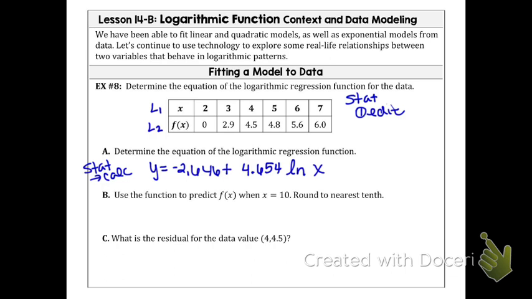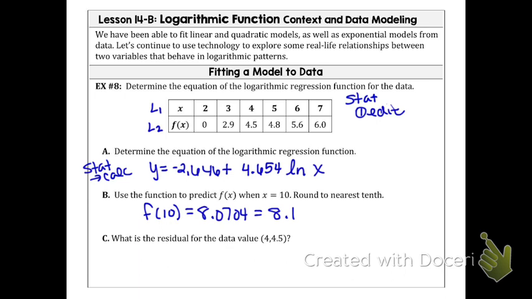All right. B says use the function to predict f of x when x is 10, rounded to the nearest tenth. So remember, this is our y. This is the same thing as f of x. So we're just looking for f of 10. So we're just going to plug 10 into our function. And we can see that it is 8.0704. Or if you save this in your y1, if you stored the regression equation there, then all you have to do is go to your table, go to where x is 10. And so it says round to the nearest tenth, so we know that that's going to be 8.1.